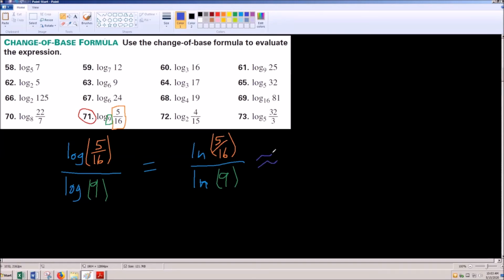Just give me one sec to actually plug it in here. So let's see. Gives us approximately negative 0.5294. Again, just as an approximation to 4 decimal places. Any questions on this one? Perfect.